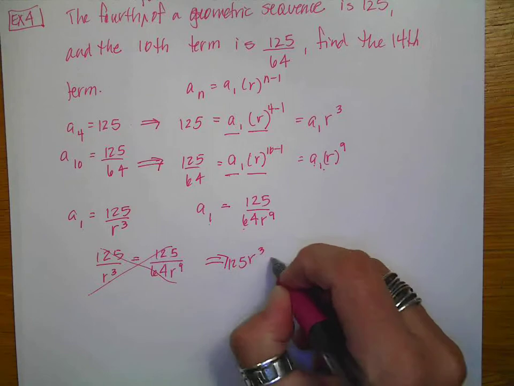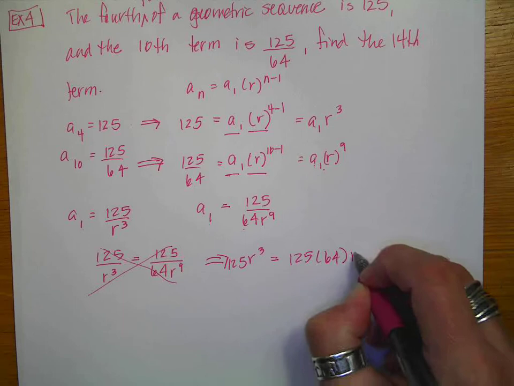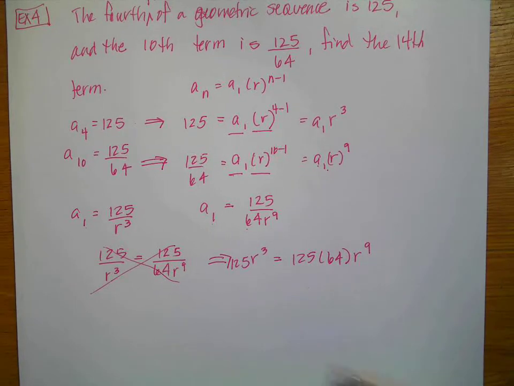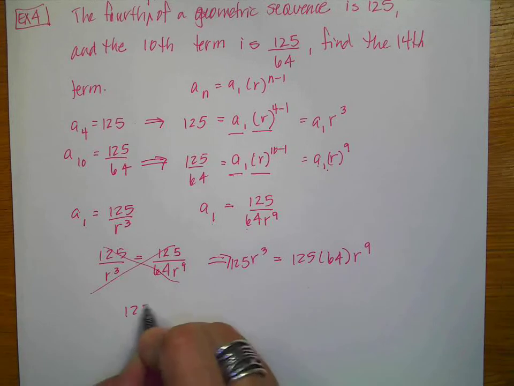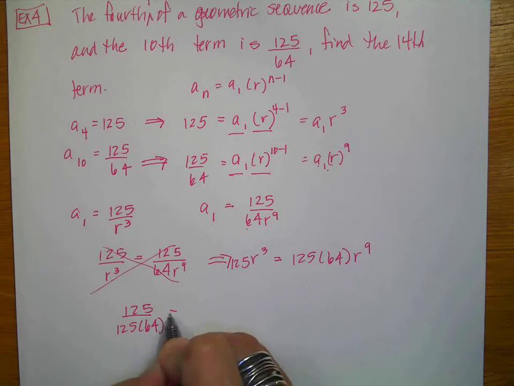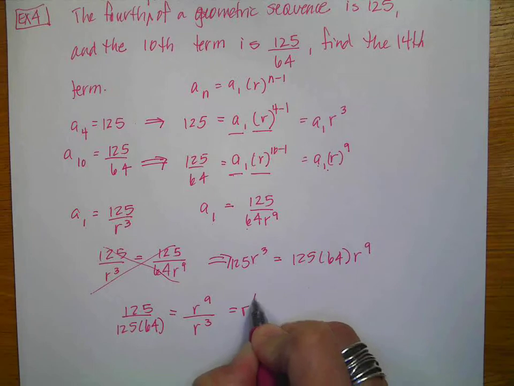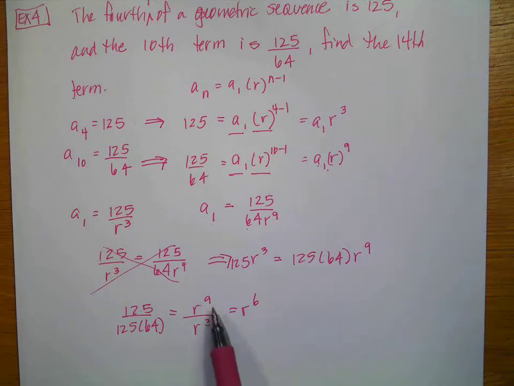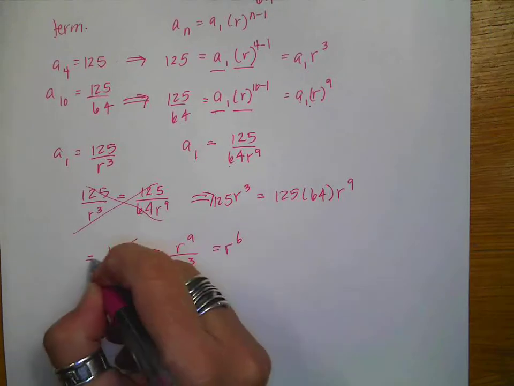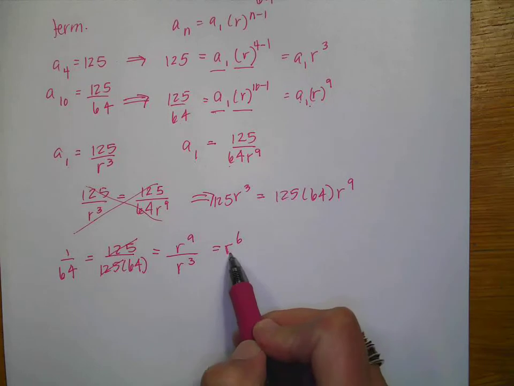So I'm going to get r to the third times 125 is equal to 125 times 64 r to the 9th. I'm going to put the numbers together, and I want to put the r's together. So I'm going to get 125 divided by 125 times 64 is equal to r to the 9th divided by r to the third, which is r to the 6th, because if the bases are the same, you subtract. The 125s are going to cancel, so this is going to equal 1 over 64.